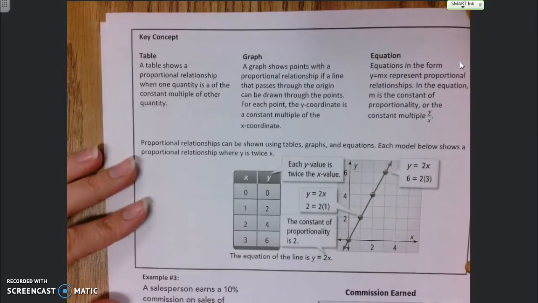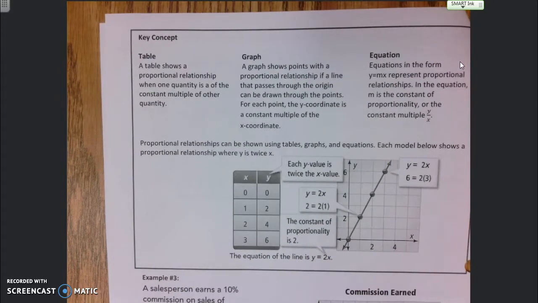So our key concept here says that we have 3 ways that we can express relationships, which we've already discussed: a table, a graph, and an equation. A table shows a proportional relationship when one quantity is a constant multiple of another quantity. A graph shows a proportional relationship when it's a straight line that passes through the origin. An equation in the form y equals mx represents a proportional relationship. In the equation, m is your constant of proportionality, or it can be written as y over x.